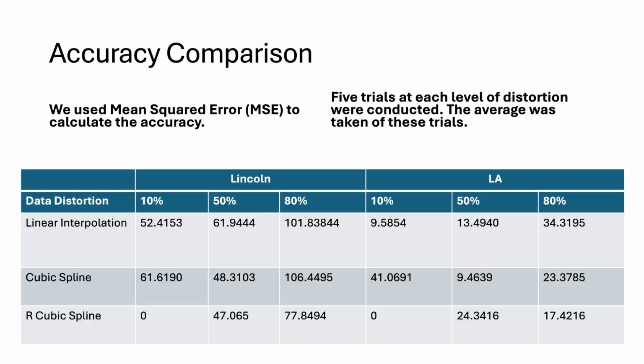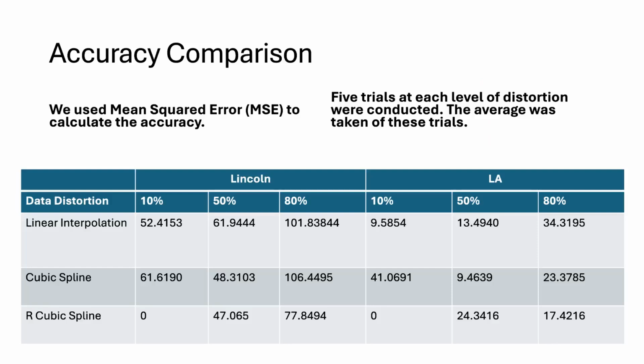Now that we've looked at all the algorithms, we can compare the accuracy of each of them. This table shows the mean square error for each algorithm at each distortion level in both cities. This table shows the average of 5 trials for each entry. And a couple things to note. First of all, our cubic spline has 0% error at the 10% damage sample. That's because, due to the step size, it's hitting all the same points as the original data.